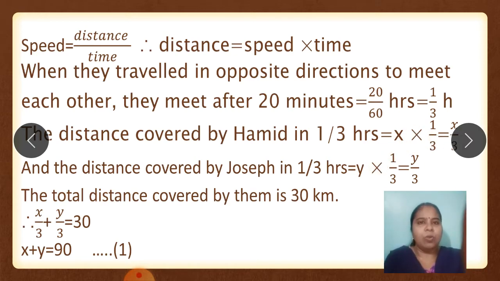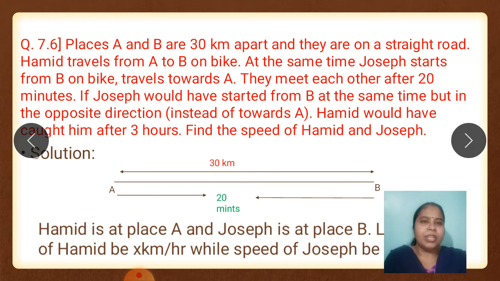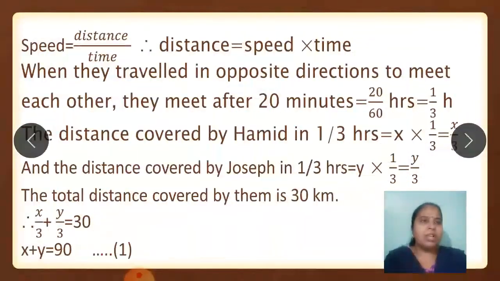Yes. So see, look at this diagram again. He is traveling from here and reaching suppose till here. How much is the distance traveled? Just now we calculated. Yes, see this. Distance traveled is how much? x upon 3. Same way, the distance traveled by the other one is y upon 3.